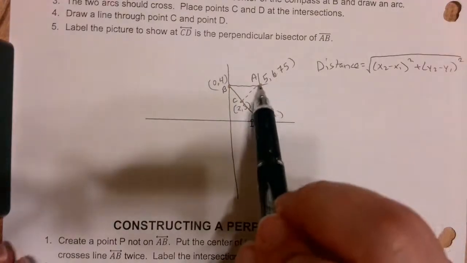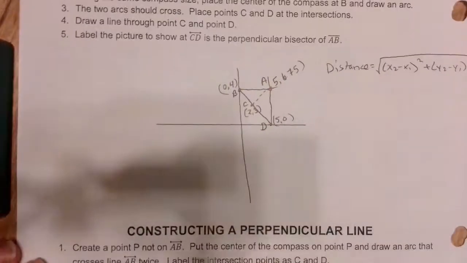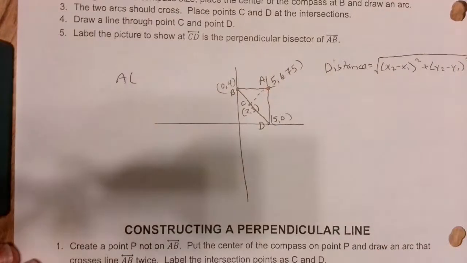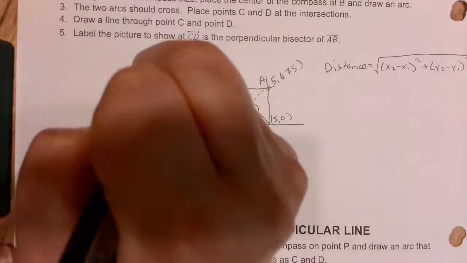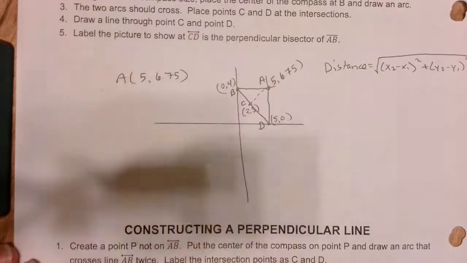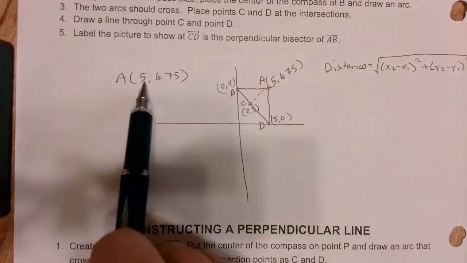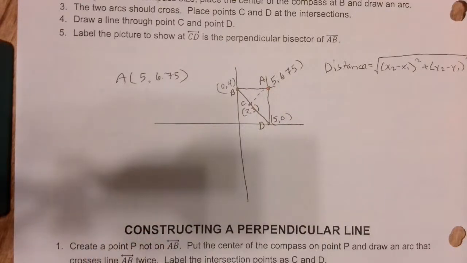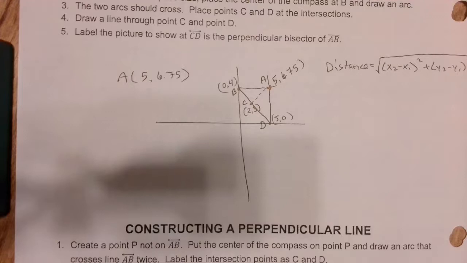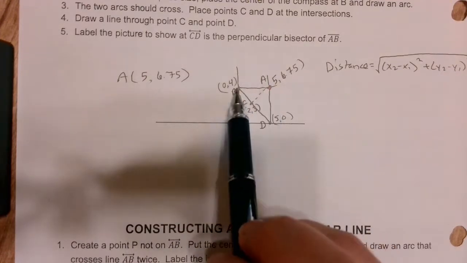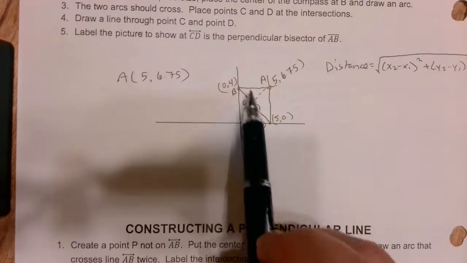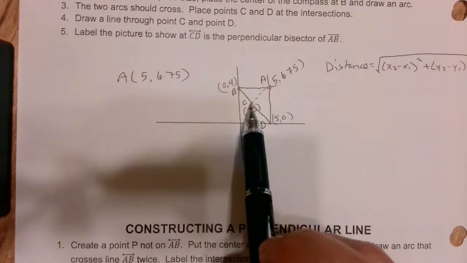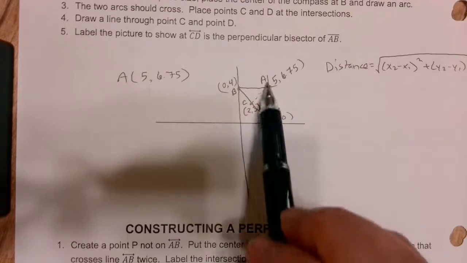So we're trying to go from A to the line. So we should probably use point A, which is 5, 6.75. Now this is not drawn to scale, so please don't pay too much attention to that. Now we do need another point, so the question is, do we use B and calculate this length? Do we use C and calculate this length? Or do we use D and calculate this length?